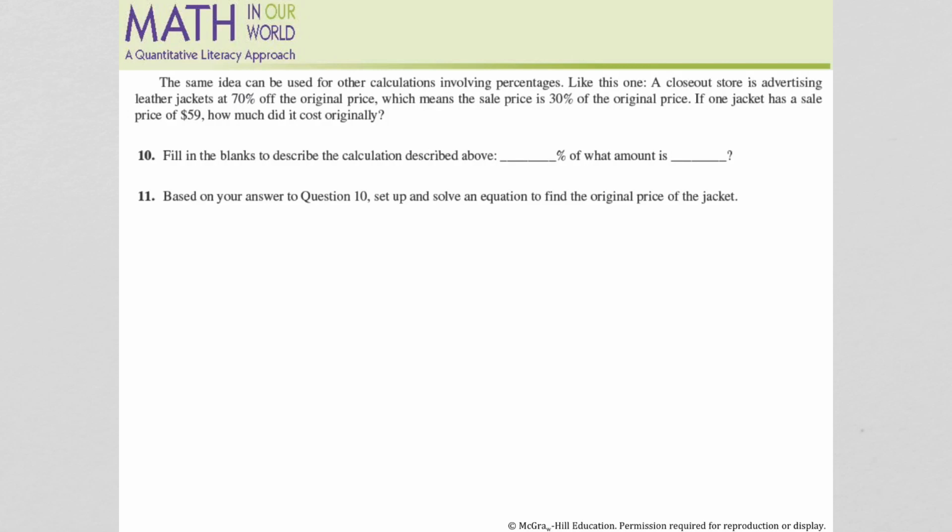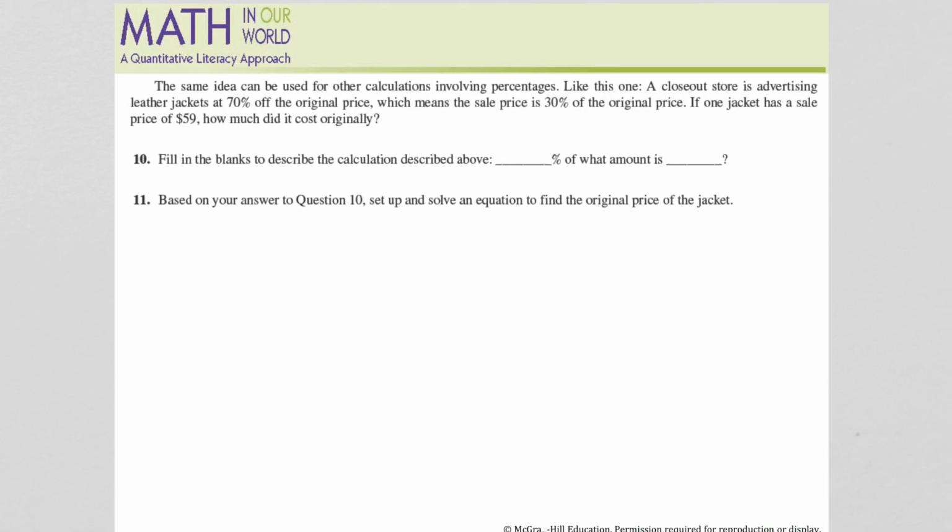Same idea can be used for other calculations, like this one. A closeout store is advertising leather jackets at 70% off the original price, which means that the sale price is 30% of the original price. So notice what they did there. If your jacket is 70% off, then your new price is 100 minus 70, or 30% of the original price. So that makes things easier when you're at the store, just to subtract from 100, and then you don't have to worry about subtracting a number from the original price later on.